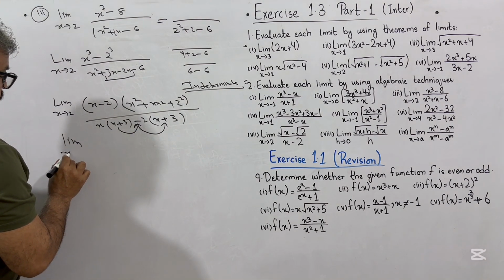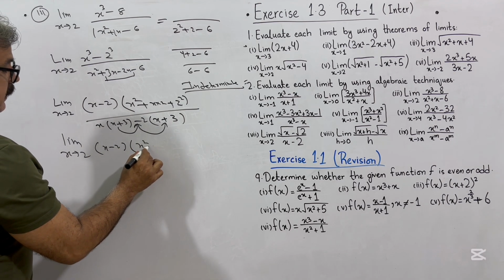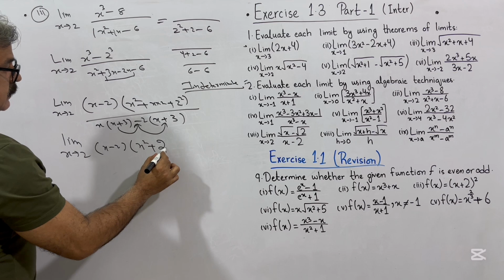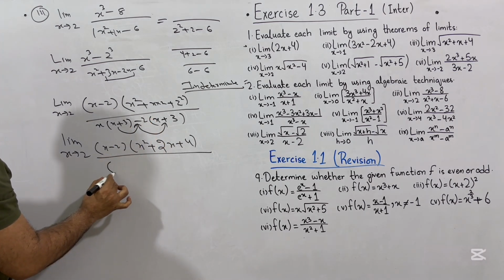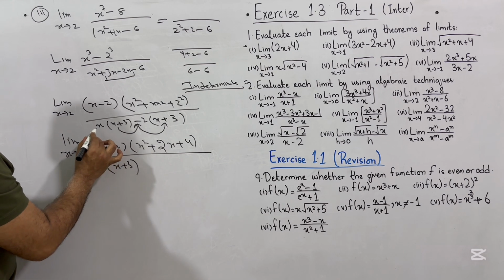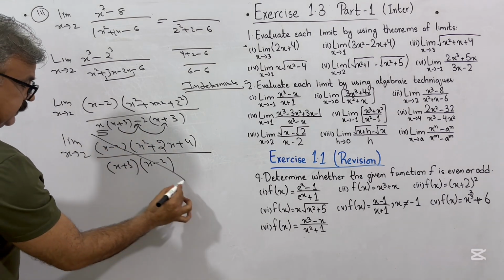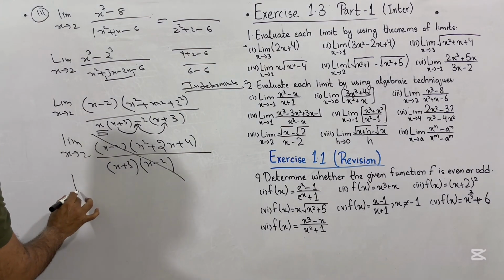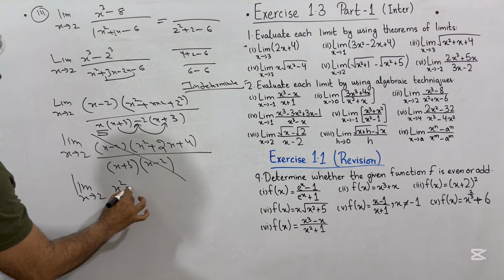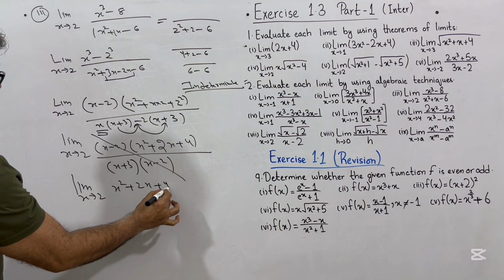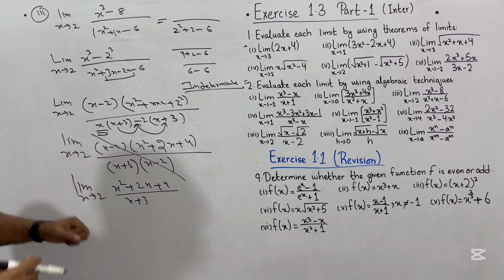Limit x tends to 2, we have x minus 2 times x square. It can be written as 2 times x. Square of 2 is 4. Overall, one bracket is x plus 3. The other one is x and minus 2. X and negative 2. Cancel out this bracket. What remains? Just write down. Limit x tends to 2, we have x square plus 2x plus 4 overall x plus 3. Bingo. Put the limit: 2 plus 3, 5.